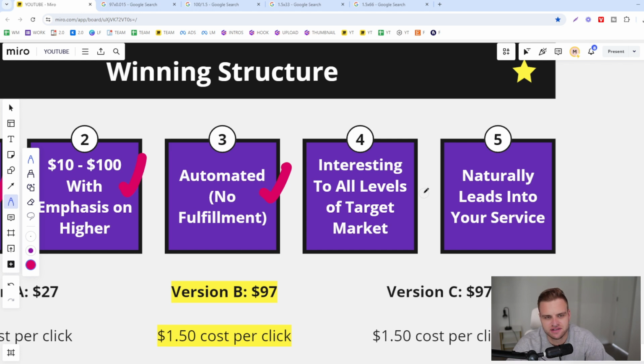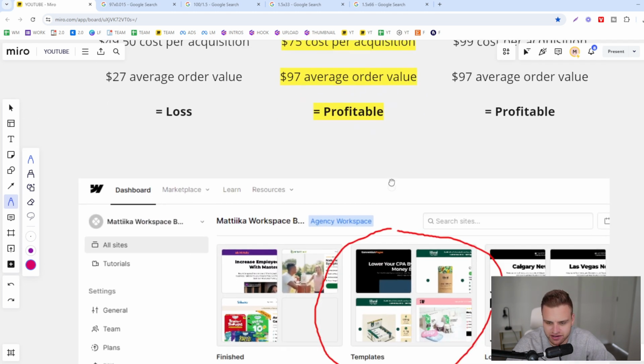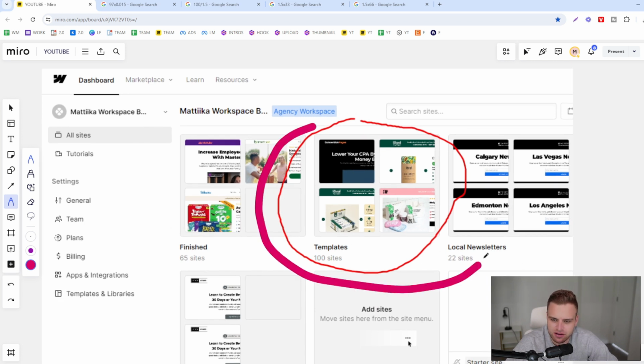It's interesting to beginners, intermediates, even the CEOs or someone who has a 9 or 10 figure revenue business. Very interesting to them. And you'd be surprised how many 9 and 10 figure businesses bought these templates. It's not a small amount. So there we go, and it naturally leads into my service. They might just say, okay, these templates were good, I might as well get him to make me a landing page. So that's an example that ticks all of the boxes.